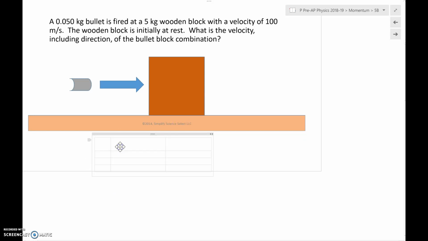You're going to have one column. The last column is our after column. The first column is before. And the bottom row is our total. I'll make this a bit bigger so we can see it just a little bit better.